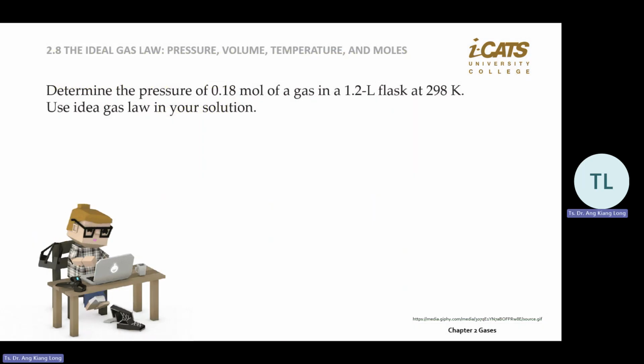Okay. Now this one asks you straight away, use ideal gas law in your solution. Find the pressure of 0.8 mole of gas in a flask of 1.2 liter at 298 Kelvin. Find the pressure. So PV equal to nRT. R is given, R you know. T you know, n you know, V is given. Right?